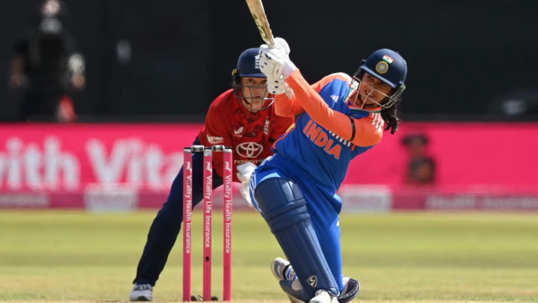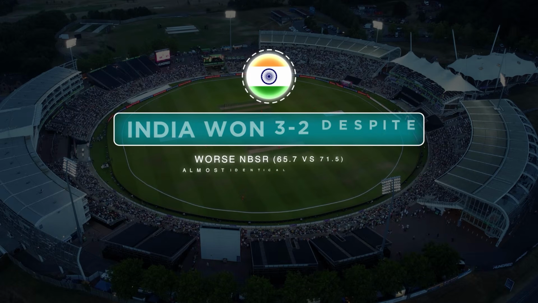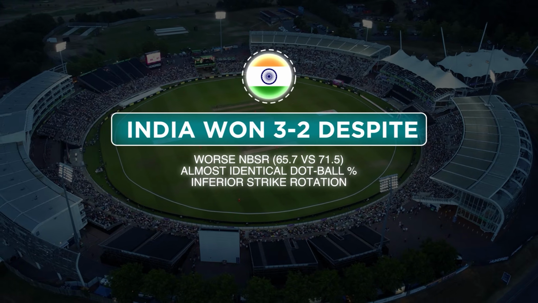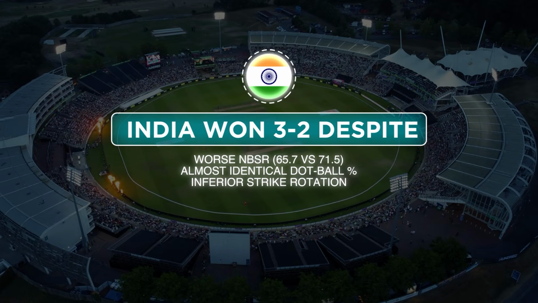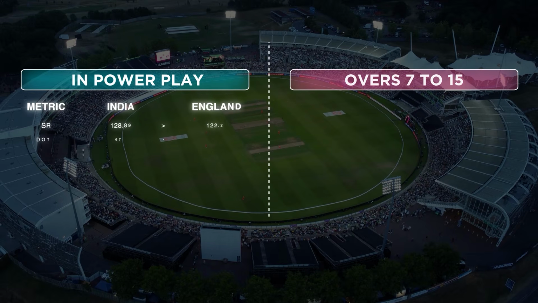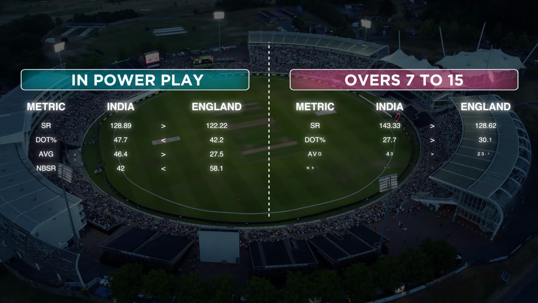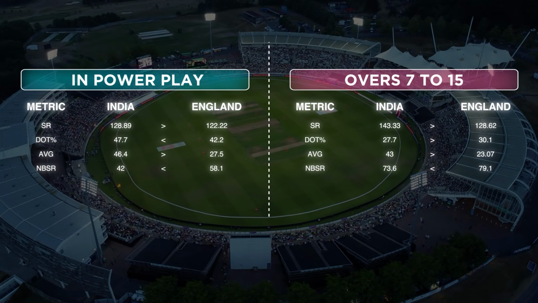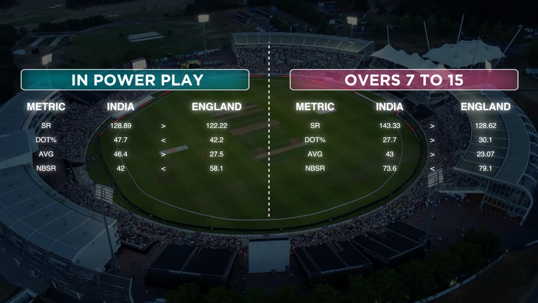But this was basically down to the bigger difference between the power play and the middle phase and everything that we have gone over anyways. Even though we had the worst non-boundary strike rate, almost identical dot ball percentages and just inferior strike rotation, we won the series not only because the Indian bowlers did extremely well, especially Sri Charani, but also because our average was massively high and our strike rates were better in these two phases. I say this, but ironically, our non-boundary strike rate across these phases is still worse than England's.